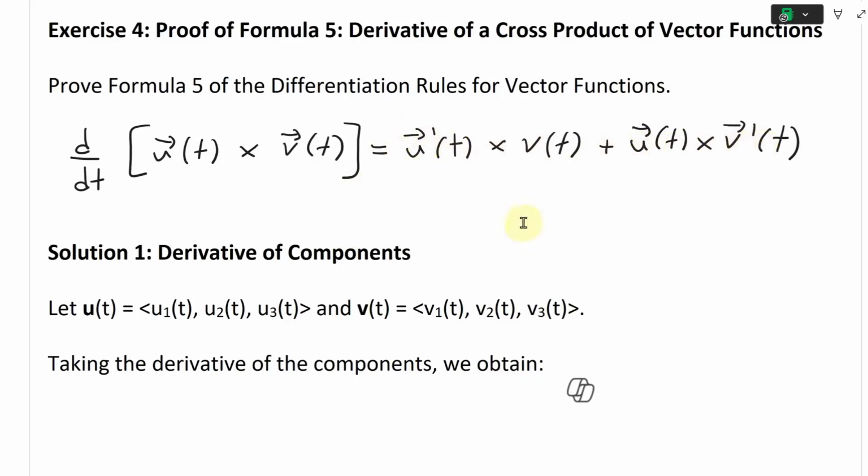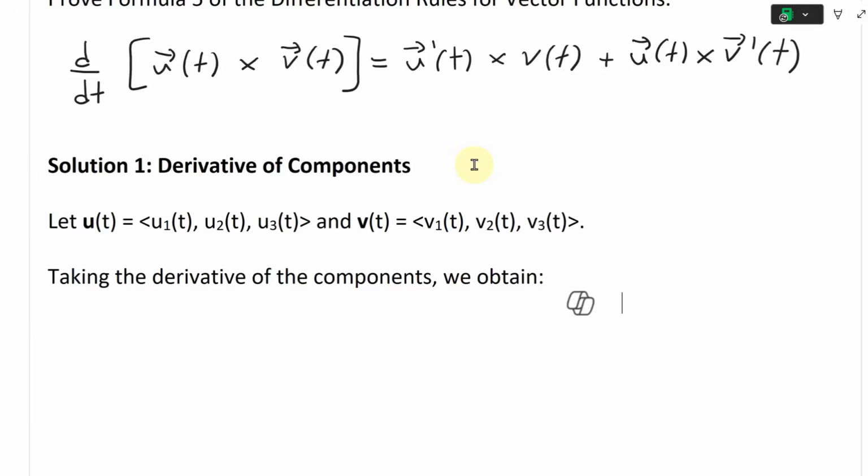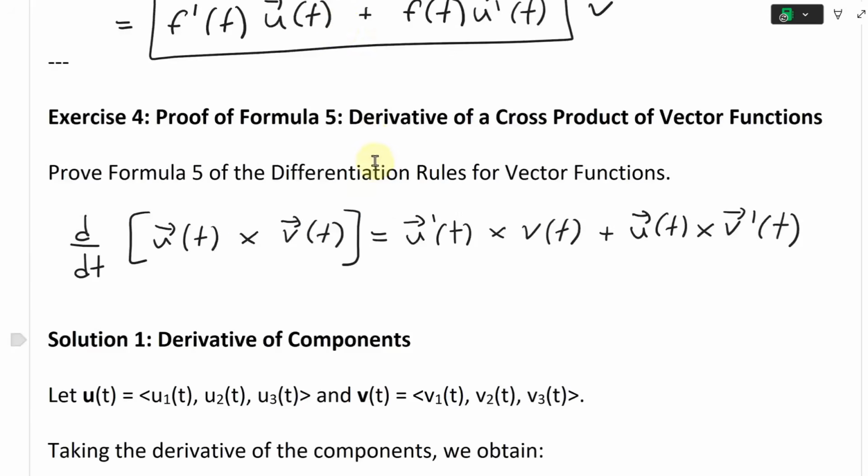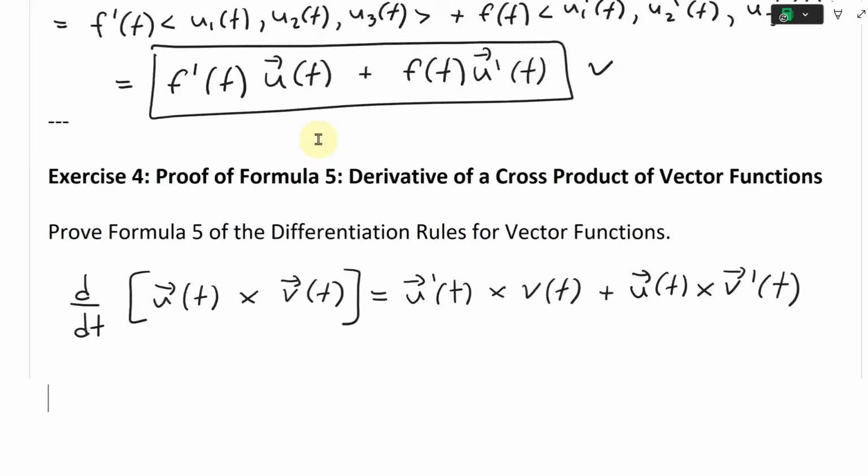So basically this is very similar to the product rule. There are two solutions the solutions manual had. One was using the derivative of components, and the other was using the definition of derivative, which I'll go over after this one. So right now I'm going to go over solution 1, derivative of components, basically using brute force as we've been doing earlier in all of these derivatives.